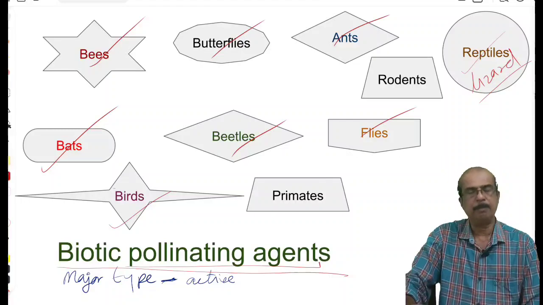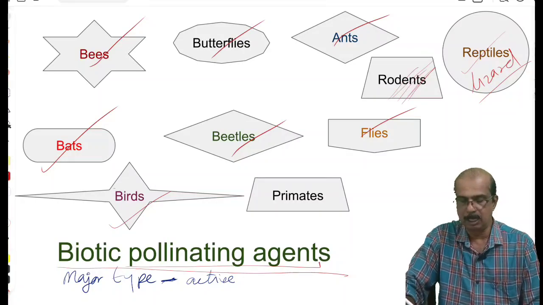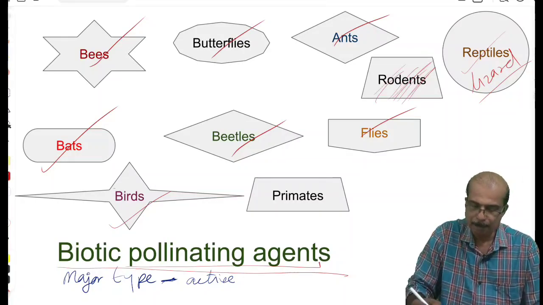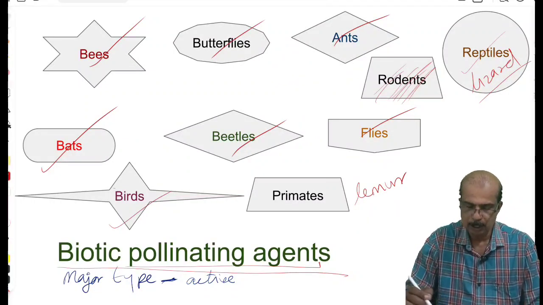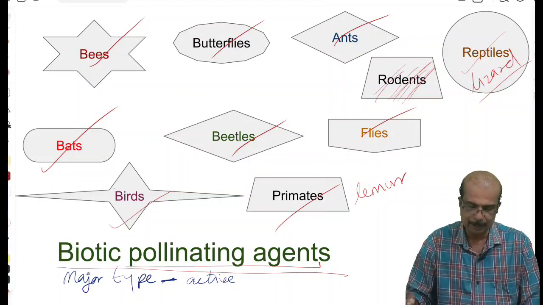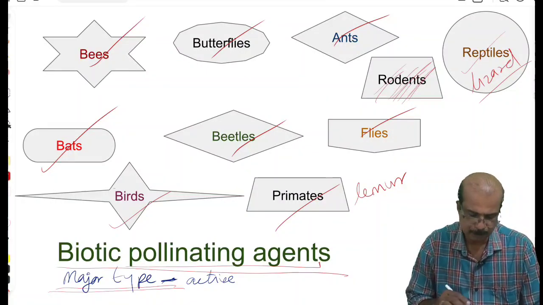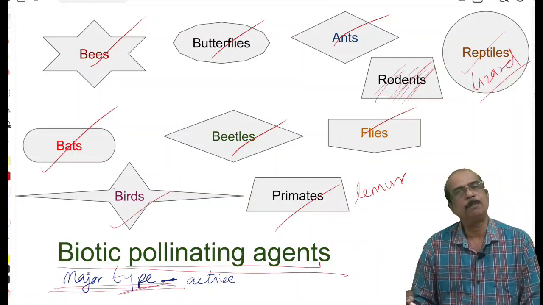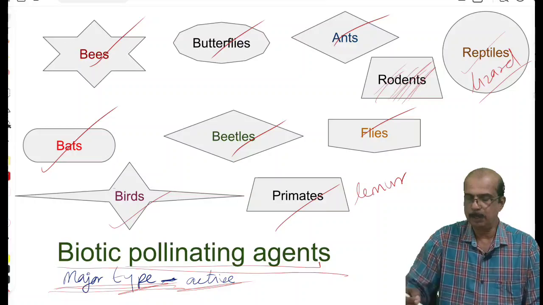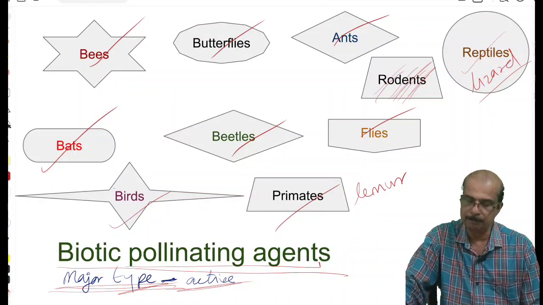Then some arboreal rodents. The rodents living on trees are also pollinating agents. And some primates, for example lemur, also act as pollinating agents. This is the major type of pollination. That is, pollination by animals is the major type, and it is an active process, and there is surety about seed setting, bringing of fertilization.